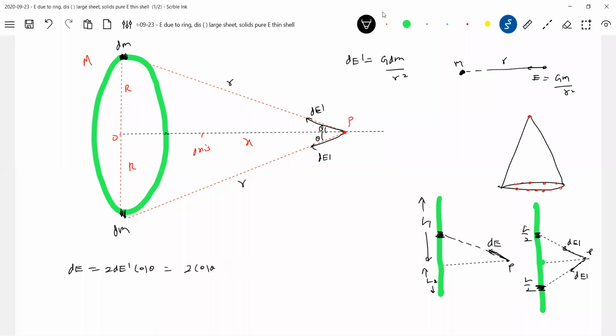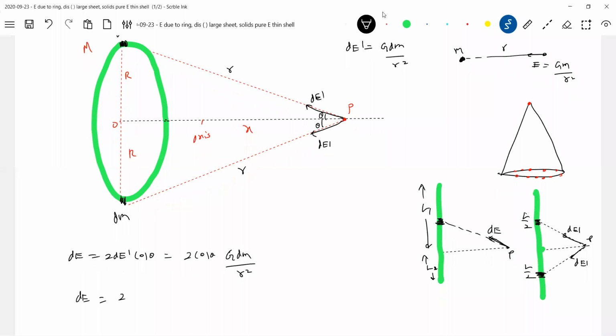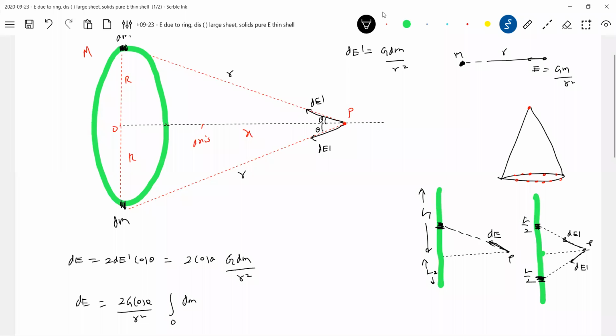Okay, dE dash first we will expand. What is dE dash? G dm by r square. So 2G, and r is also constant, so only dm remains. What should be the total mass? Since we assume 2 elements, this will become 0 to m by 2. So the total field is given by 2G cos theta by r square times m by 2, or GM cos theta by r square. What is cos theta? x by r.